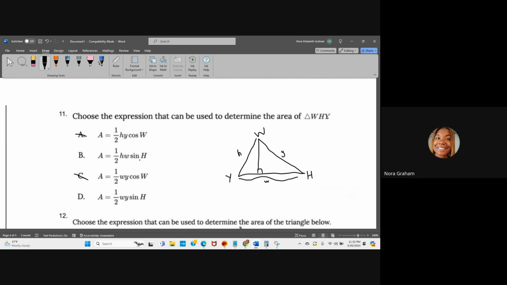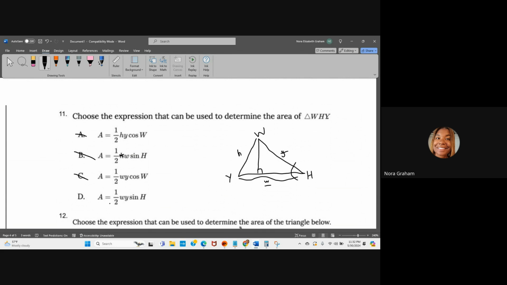This one is saying sine of H, so that means the sine of the given angle, multiplied by the two sides that I'm not using. See how h is across from H? So it has to involve my y and my w. In this case, it's doing it with this h. That's not supposed to be h. That's supposed to be y. So B is incorrect too.